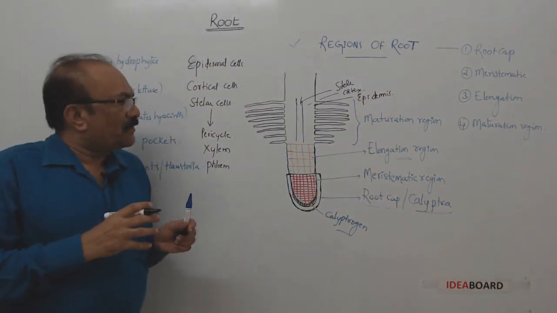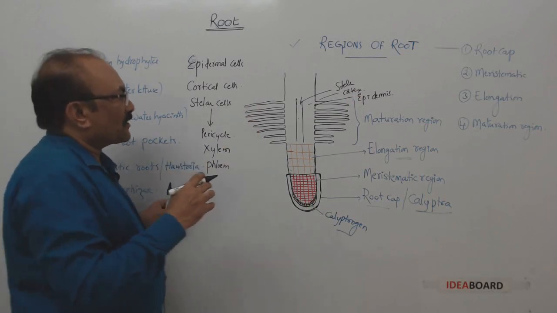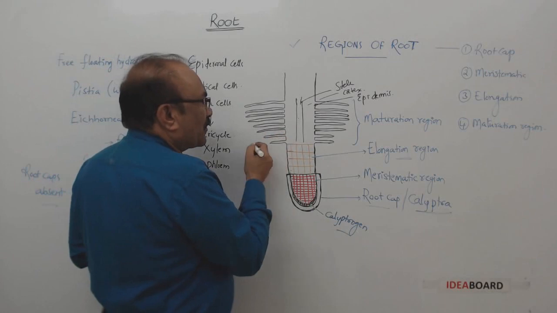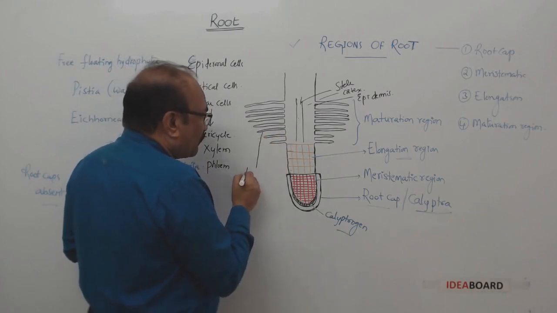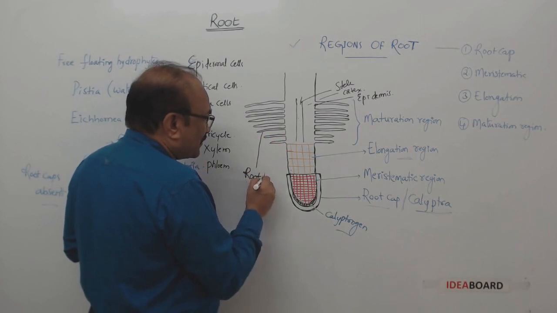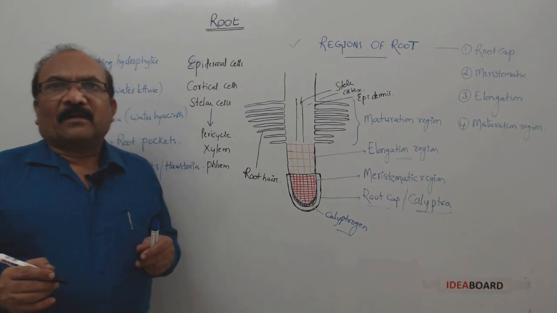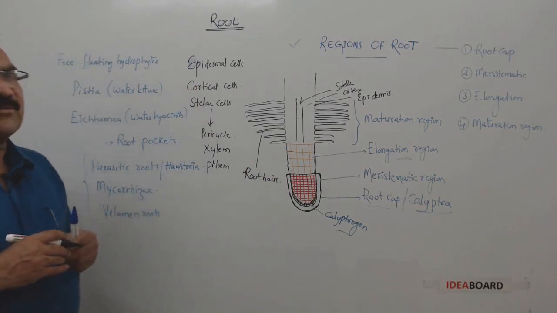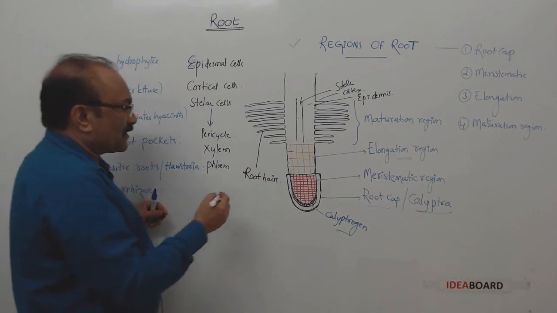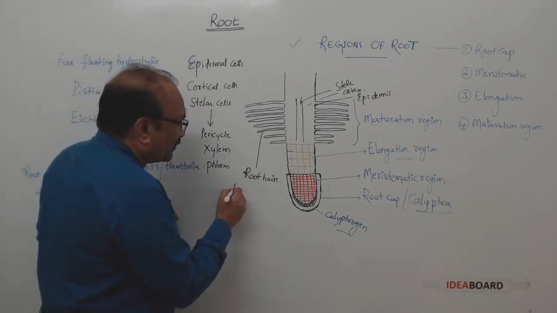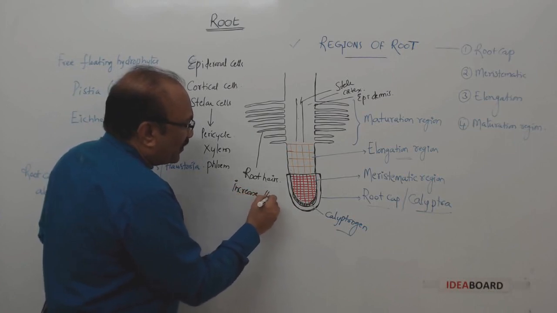You can see some structures here. These structures are elongated epidermal cells. Some epidermal cells will elongate and form what? Root hairs. And for what purpose are these root hairs formed? Root hairs will increase the area of absorption.